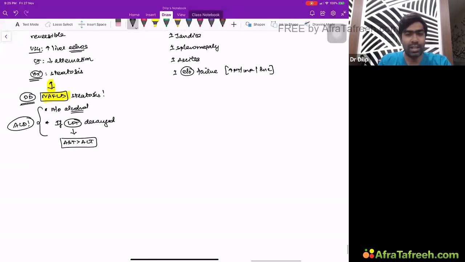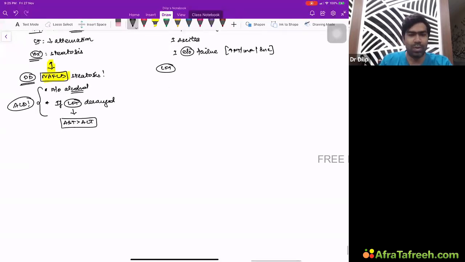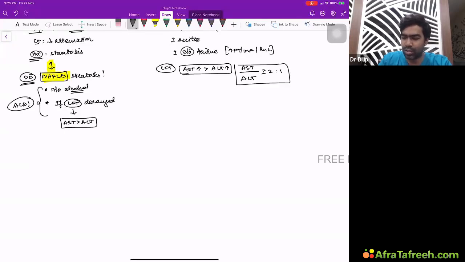So how will you understand in the first place? Most importantly, the LFTs are very important. LFT wise, definitely it will be deranged. AST, ALT both will be elevated, but AST elevation will be definitely more than ALT elevation. And we know what the ratio is. Typically, the AST:ALT ratio will be more than or equal to 2:1. This is what we refer to as the famous De Ritis ratio, which we have discussed multiple times in the past. I'm not going to discuss that anymore.